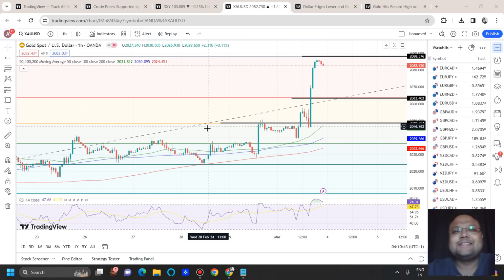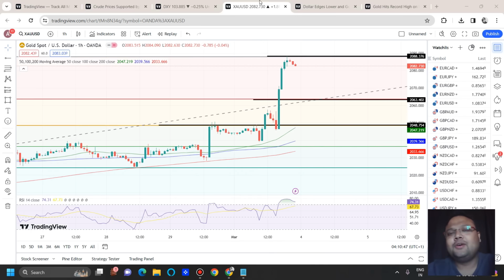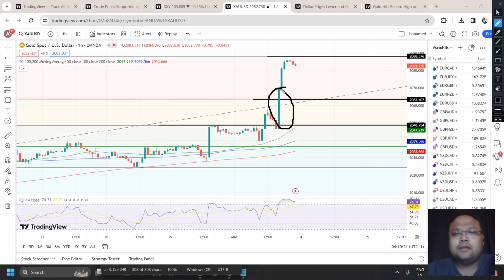So let's get started. My dear friends, yesterday we all got a big shock when gold made this candle. And when gold broke the resistance of 2063, it was clear to us that gold would be bullish. This is the main reason why I always tell you that after news, you should always try to follow the trend of the market instead of looking for reversals.